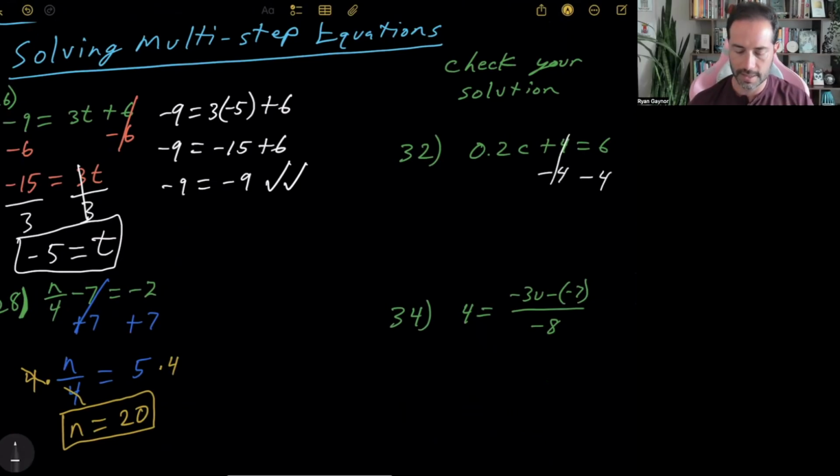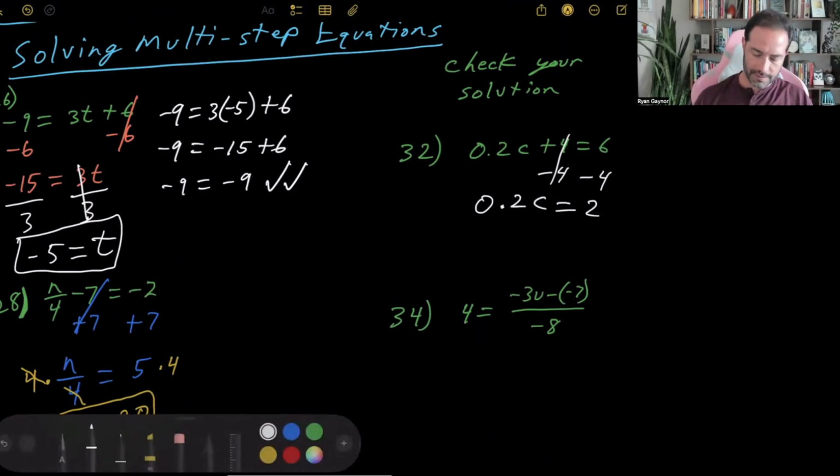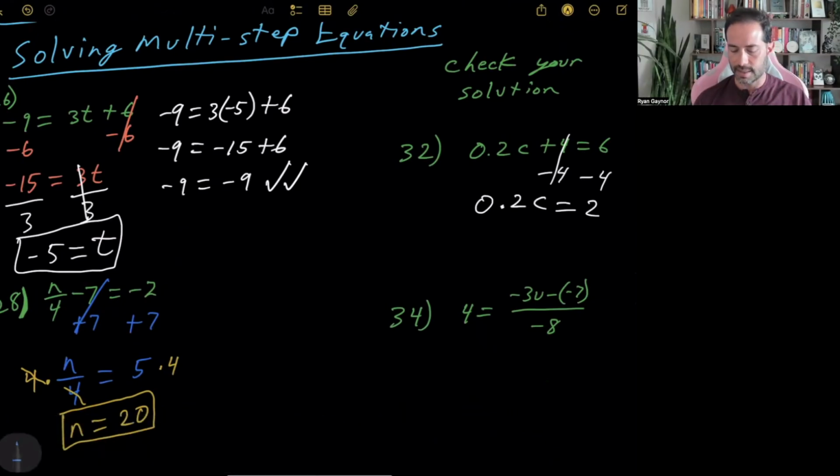-4 on both sides. That cancels out. We have 0.2c equals 2. I got to divide by 0.2 because it's 0.2 times c, right? Cancels out. C equals, well, what is 2 divided by 0.2? Well, the first way I'm going to look at this is I'm just going to say, well, what if it's just 2 divided by 2? That would just be 1. All right, so I put the 1 down.